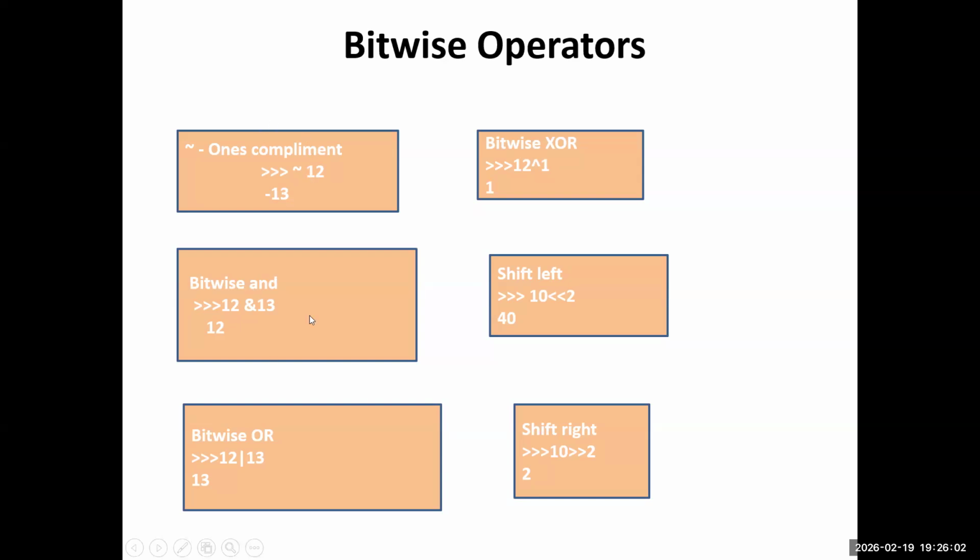The second operator is the AND operator. You should know the difference between logical AND and bitwise AND. Logical AND considers the entire value and then compares. Bitwise AND first converts into binary form, then checks bit by bit. If you want to mask the value, in that scenario you go for the bitwise operator.